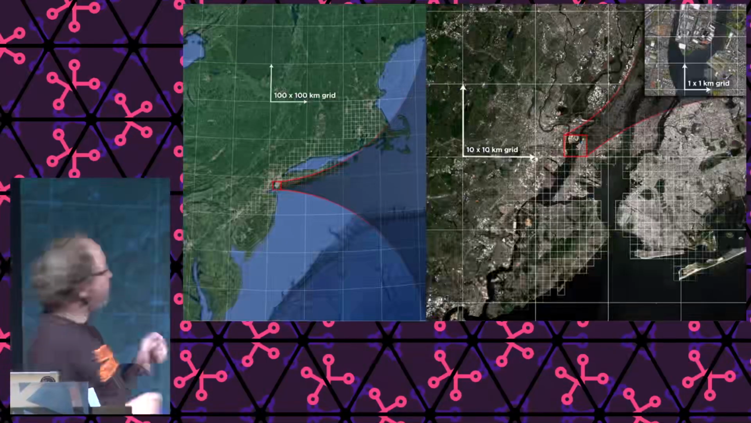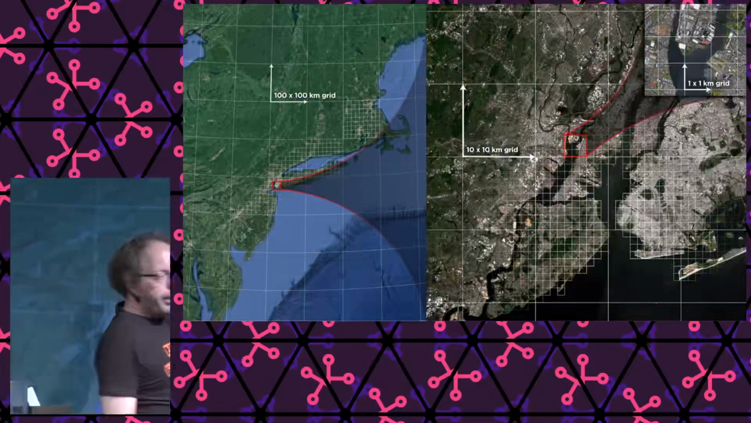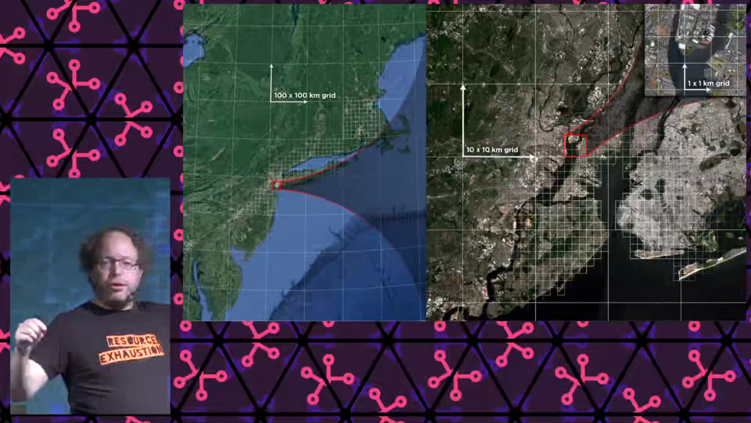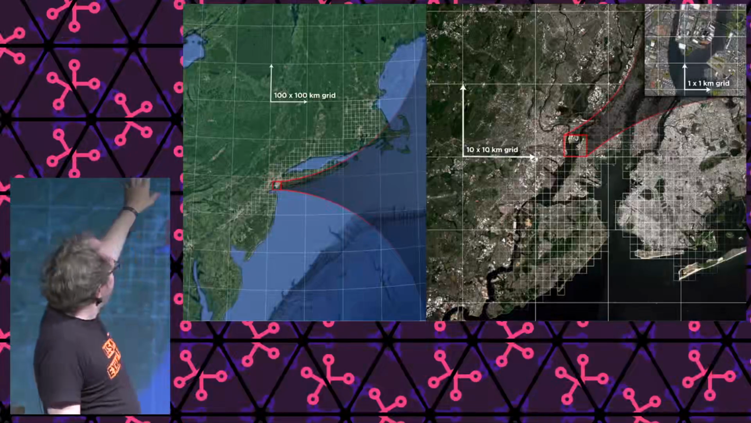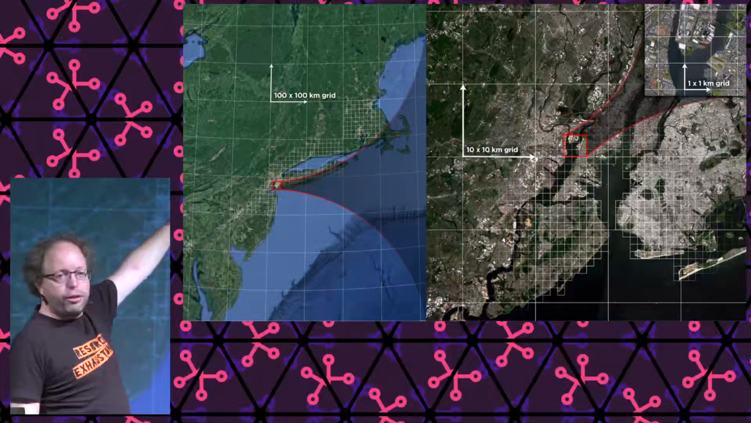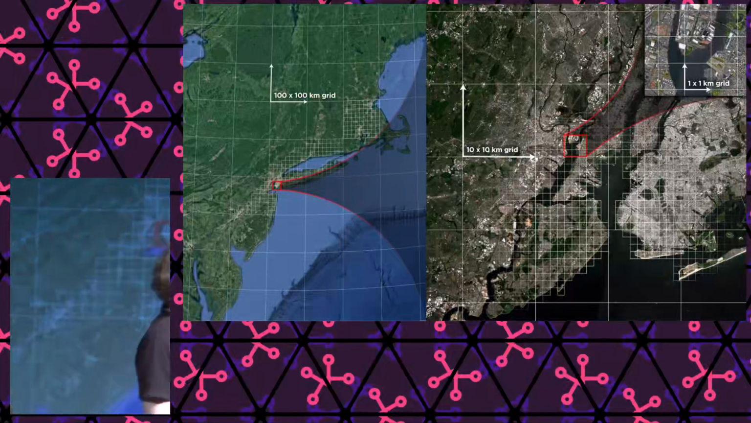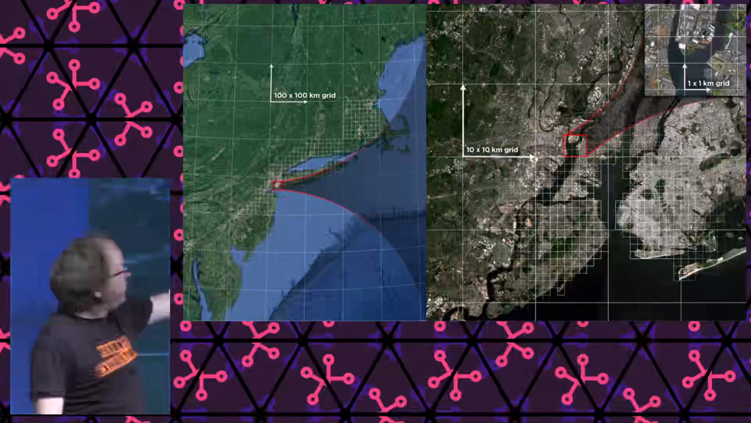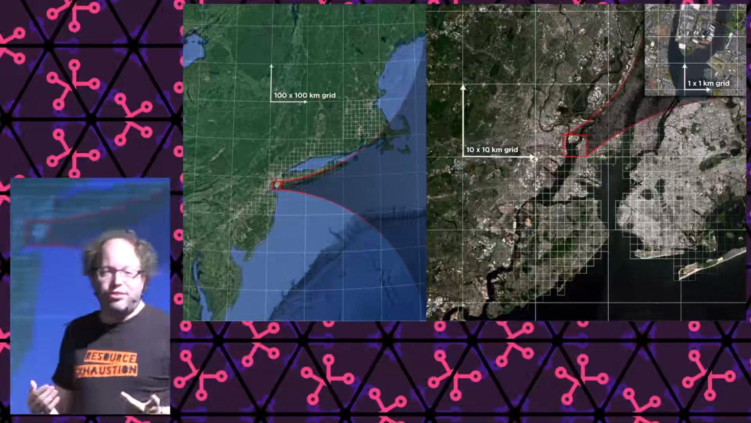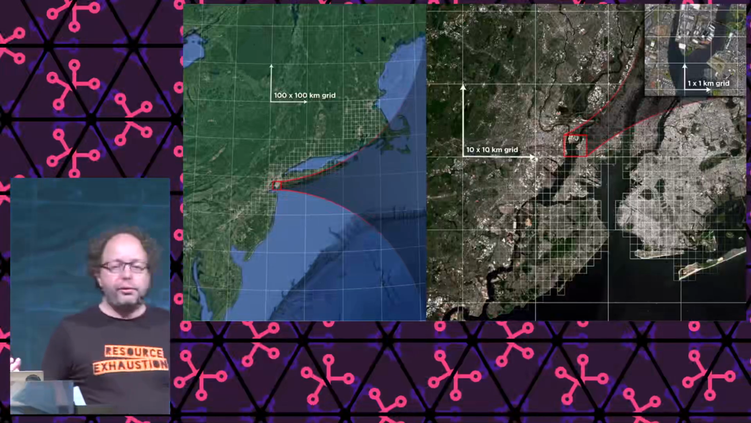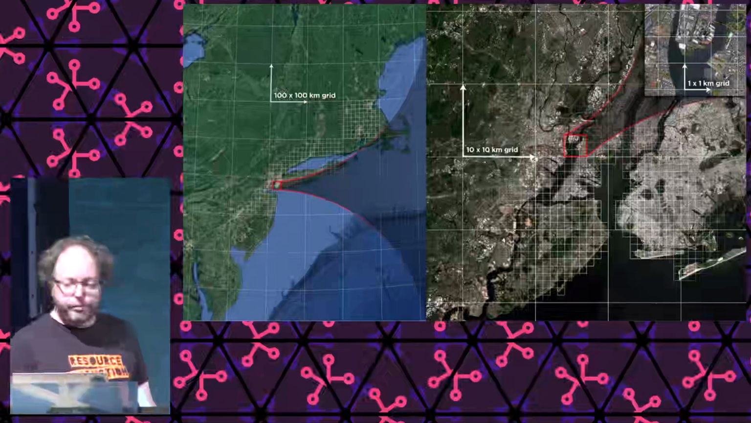But of course, there are problems with that. If you have, let's say, a 0.1 degree grid, you're going to end up with 100 by 100 kilometer blocks. And really, most of the stuff we need to be doing is on the 1 by 1 kilometer level or less. So you can imagine how quickly we end up with a huge number of blocks.